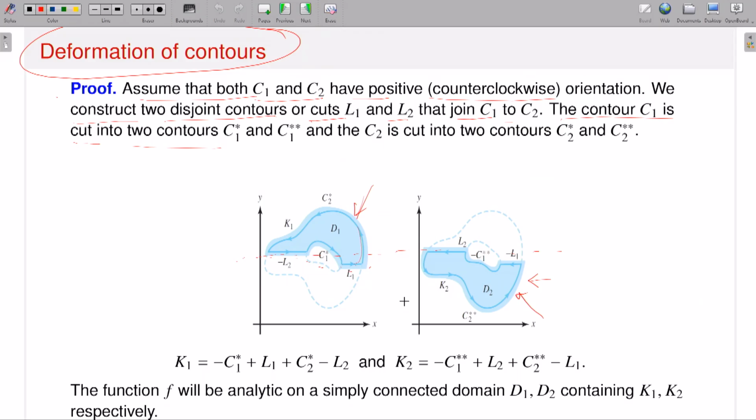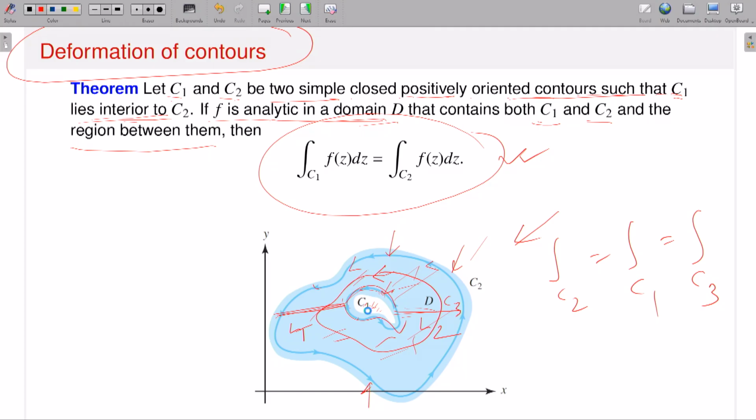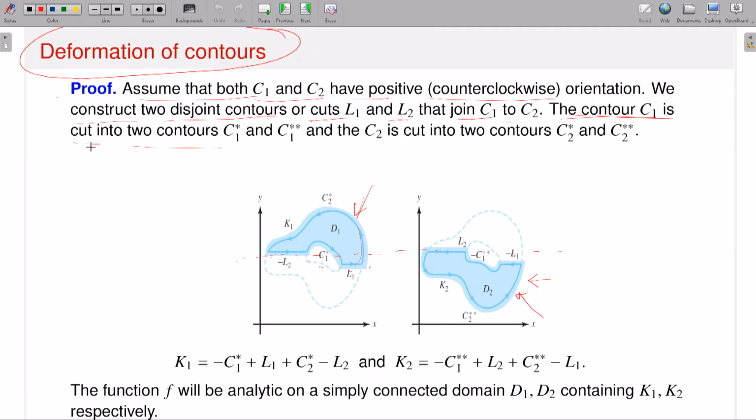So that's exactly what I have done. So that's what I have written. So the contour C1, this is my contour C1, okay. It says that the contour C1 is cut into two contours C1 star and C1 double star. C1 star I am considering the upper part, and C1 double star is the lower part. Similarly, C2, because of introducing the cuts L1 and L2, also breaks into two parts. One is C2 star, another is C2 double star.